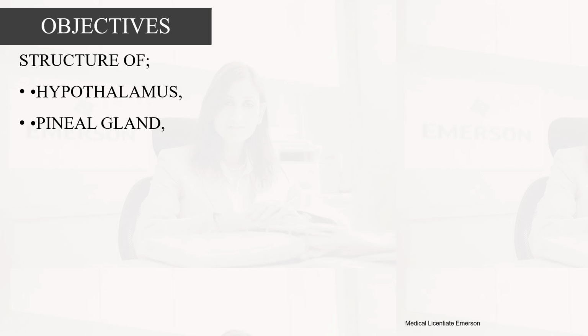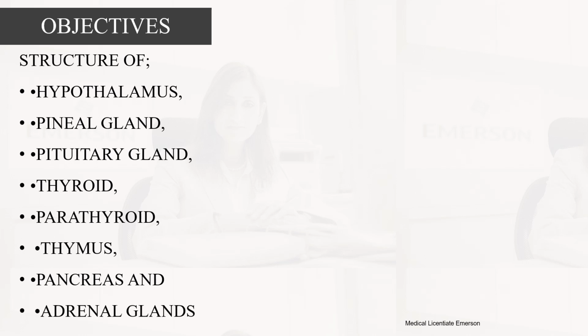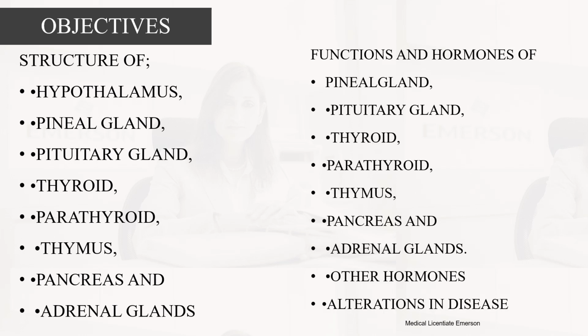Okay, so for objectives, we are going to cover the structure of the hypothalamus, the pineal gland, the pituitary gland, the thyroid, the parathyroid, the thymus, pancreas, and of course the adrenal glands. Then in terms of functions, we are going to cover the functions of the pineal gland, the pituitary gland, the thyroid gland, the parathyroid, the thymus, the pancreas, and the adrenal glands. Then other hormones as well, and also alterations in disease.